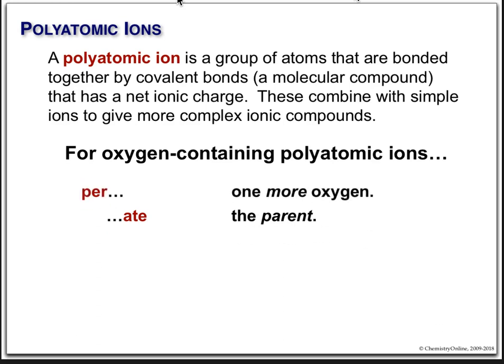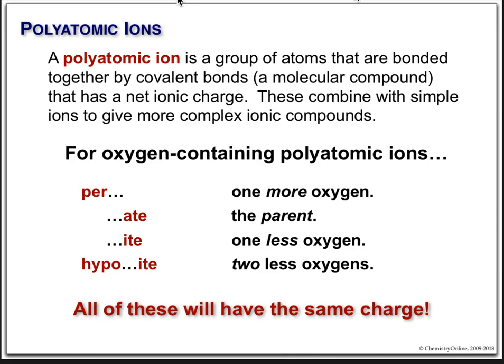If we have one extra oxygen around our sulfur, we would call this a persulfate, with the per- in front. If we had one less oxygen, we'll change the -ate to an -ite. If we have 2 less oxygens, we put a hypo- in front and call it hypo-ite. But the neat thing is that within this entire family, all of these are going to have the same charge. So let's look at a real example.